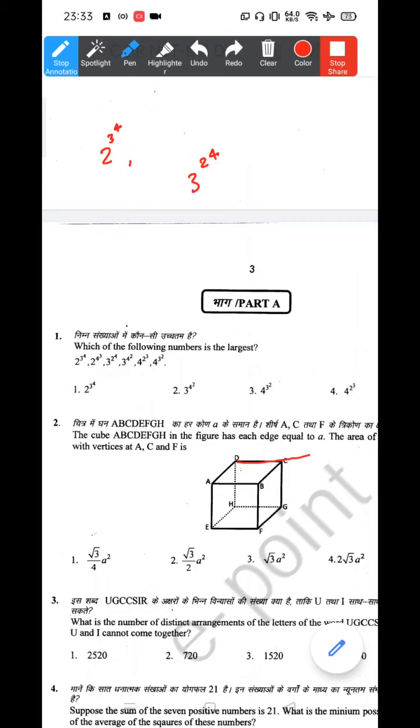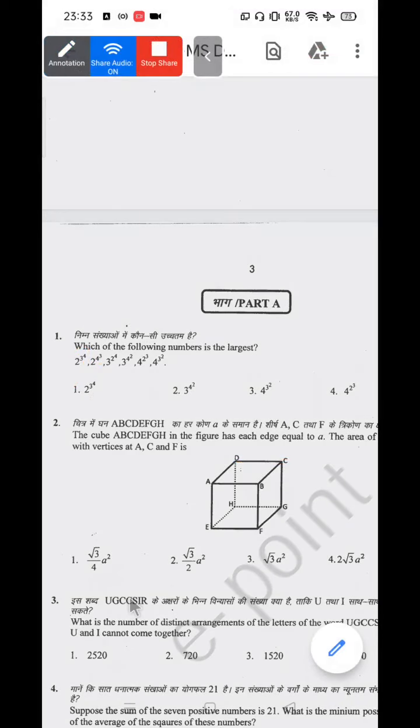See, in this term, these are the exponential terms. The term which has the highest power will be the largest. So the highest power I can see is 4 raised to 3. No, sir, what is 3 raised to 4? Yeah, 3 raised to 4 has the highest power among all of them. So the answer will be 2 raised to 3 raised to 4, that is option 1. Okay, let us go to the next one.